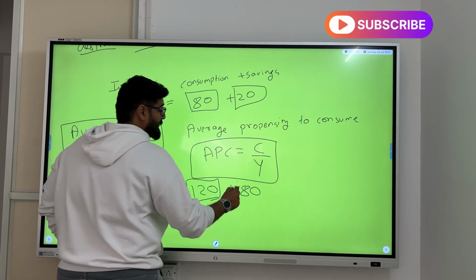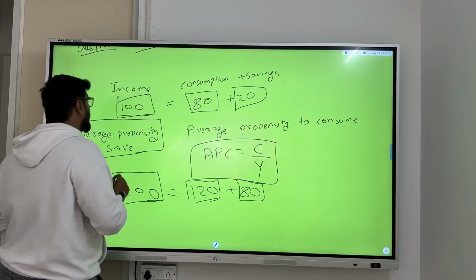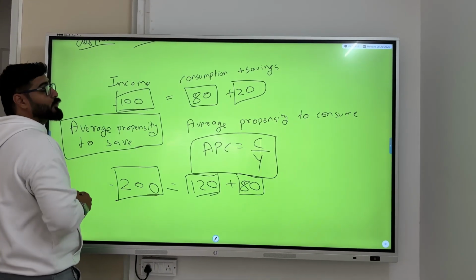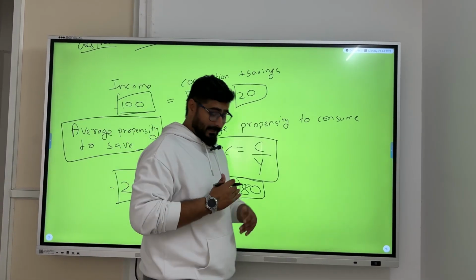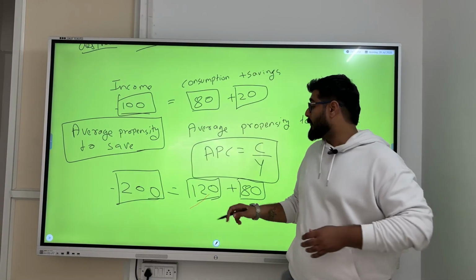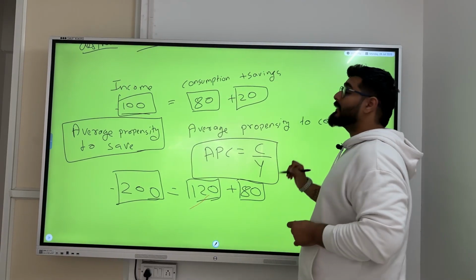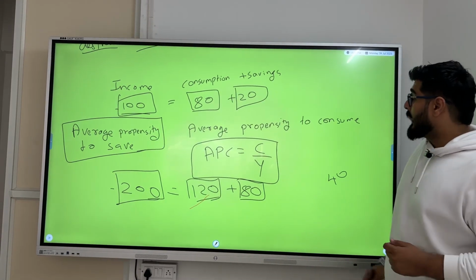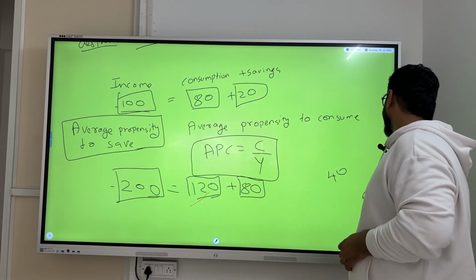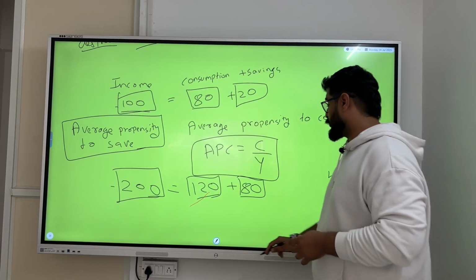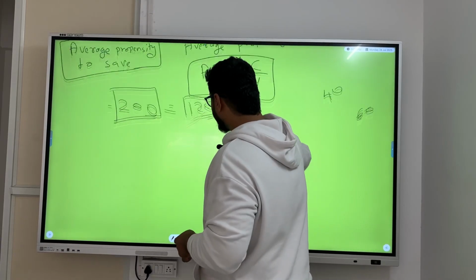120. And how much am I saving? 80. But because of the change from 100 to 200, because my income changed by 100, how much additional consumption did I take? 40. How much additional consumption did I make? 40. And how much additional did I save? 60.